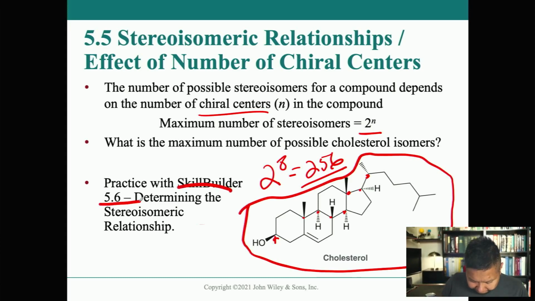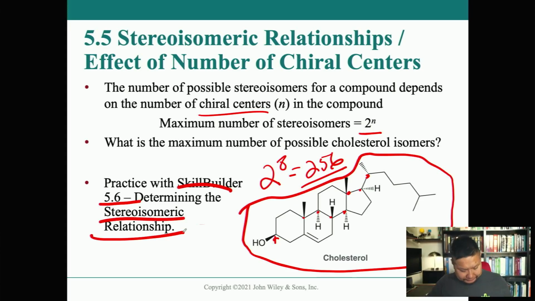Practice with Skill Builder 5.6 in determining the stereoisomeric relationships on Wiley Plus.